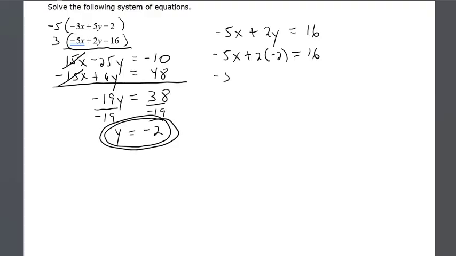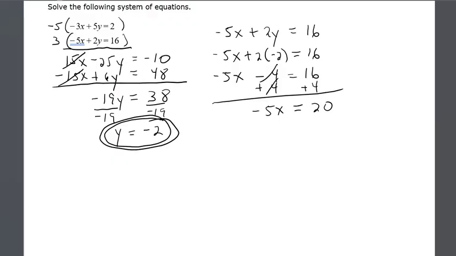So I get negative 5x, 2 times negative 2 is negative 4. I'm going to isolate my variable, so I'm going to add 4 to both sides. So that gives me negative 5x equaling 20. And then I divide both sides by negative 5, and x equals negative 4. So my common solution would be negative 4.